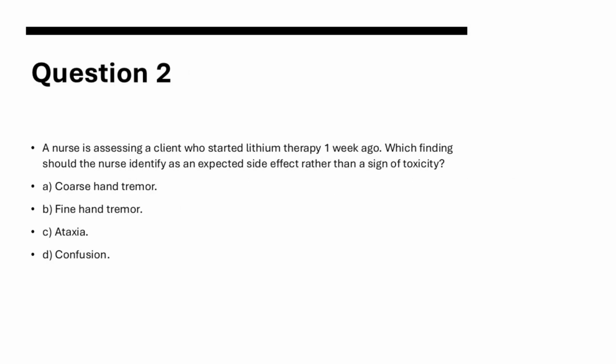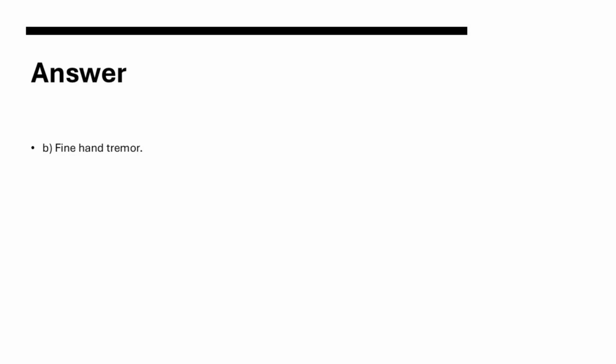Question 2. A nurse is assessing a client who started lithium therapy 1 week ago. Which finding should the nurse identify as an expected side effect rather than a sign of toxicity? A. Coarse hand tremor. B. Fine hand tremor. C. Ataxia. D. Confusion. The best answer will be fine hand tremor.